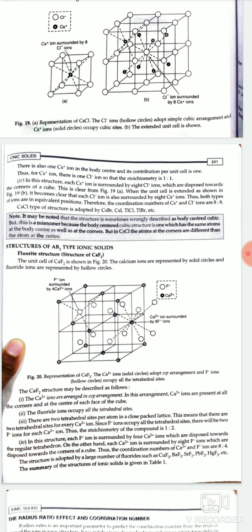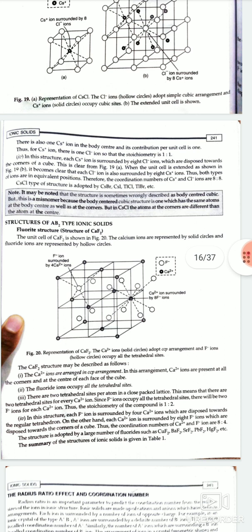Note: it may be noted that the structure is sometimes wrongly described as body-centered cubic, but this is a misnomer because the body-centered cubic structure is one which has the same atoms at the body center as well as at the corners. But in cesium chloride, the atoms at the corners are different than the atoms at the center.